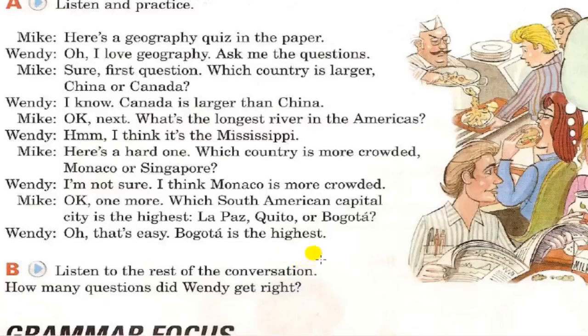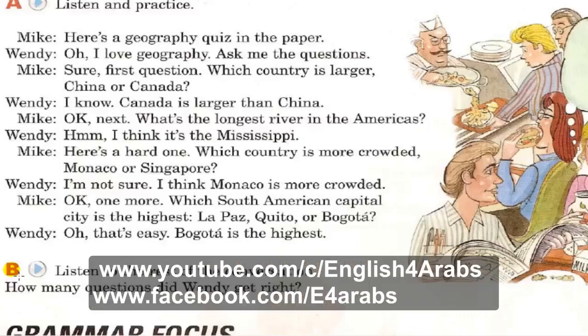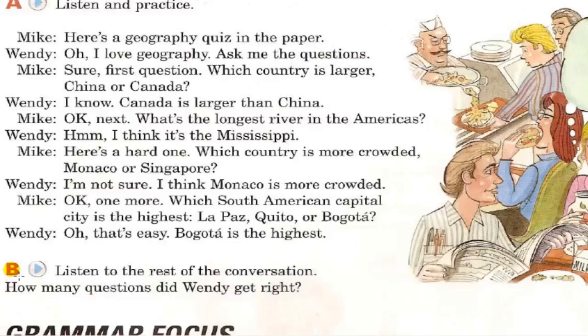I just guessed. And finally, you said that Bogota is the highest capital city in South America. Yeah, I remember hearing that somewhere. Sorry, Wendy, but you're wrong. La Paz in Bolivia is the highest. Really? Gee, I guess I didn't do so well. Too right, but too wrong.